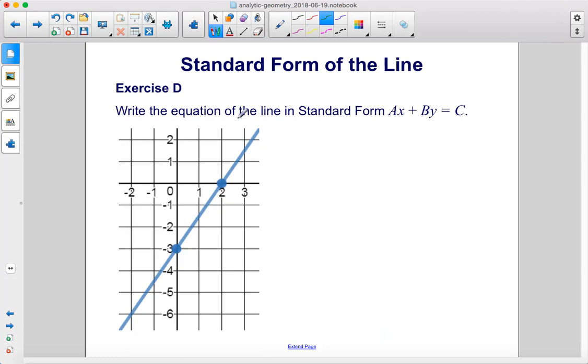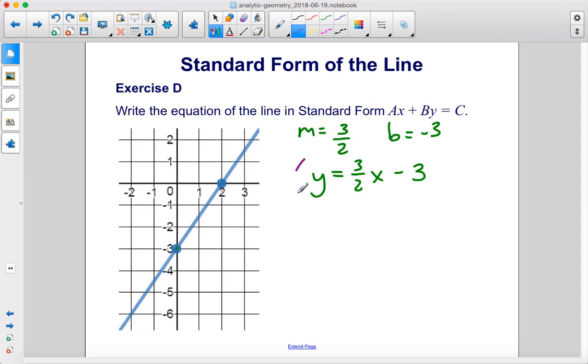Exercise D. Write the equation of the line in standard form, ax plus by equals c. Well, it's actually pretty easy to write this out in slope-intercept form first and then convert it into standard form. So what's the slope here? So what is m? Well, the rise over run. So 1, 2, 3 over 2. So the slope is 3 over 2. And what is b? Well, when x equals 0, y equals -3. So the y-intercept is -3. So this gives us the equation y equals 3 over 2x minus 3.